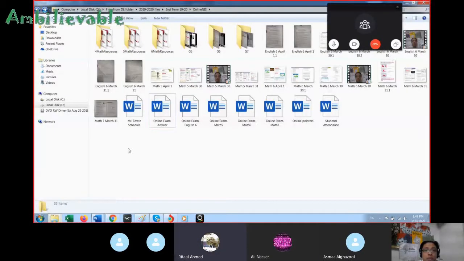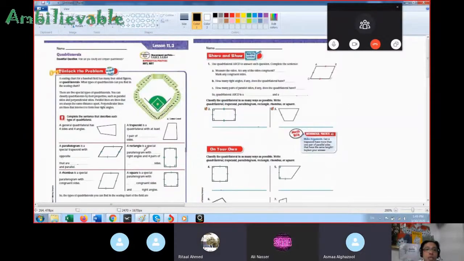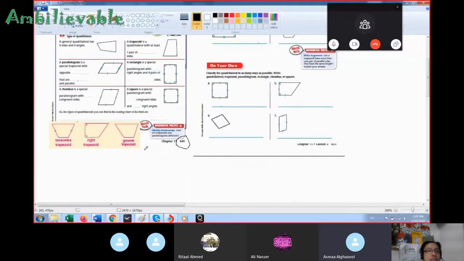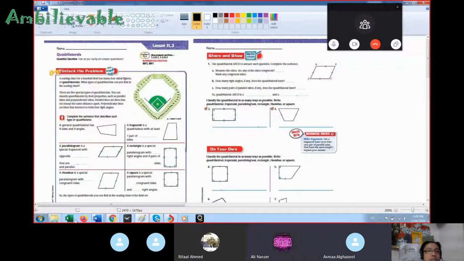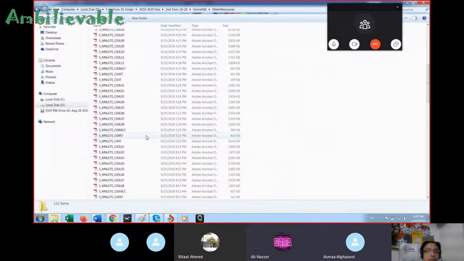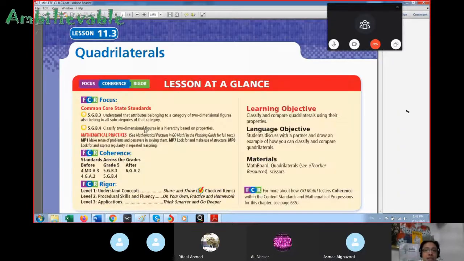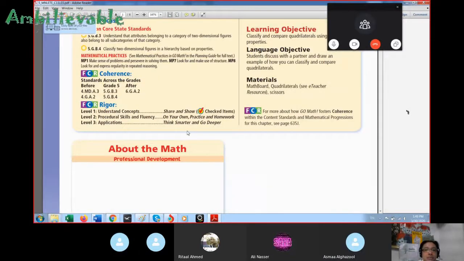I'm going to make that one clear, okay? So that you can see. Now we will not write anything. I'm just going to make it bigger. A trapezoid is a quadrilateral with one pair of parallel sides. Wait. I'm going to make it bigger so that you can see it properly, okay? You're going to see it clearly. Wait a minute. Okay.